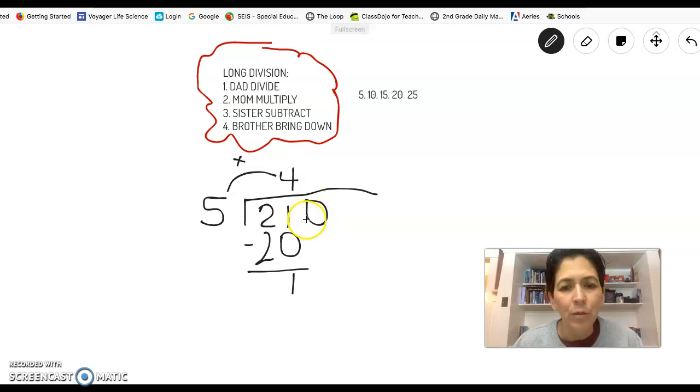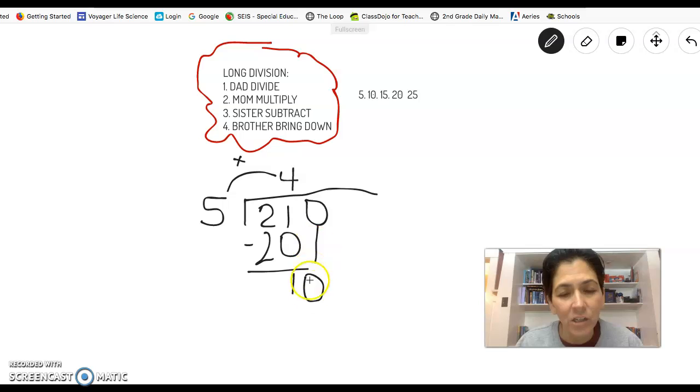But we've got to do something with the brother, the brother who's so annoying we shoved him in the closet. That's the way I like to tell the story. I have a younger brother. Anyway, we've got to bring the brother out of the closet, bring him down. So I'm going to take this 0 and bring it down. The trick to this whole long division thing is whenever you bring a brother down out of the closet, you start the process all over again. You're not done until there are no more brothers to bring out of the closet.